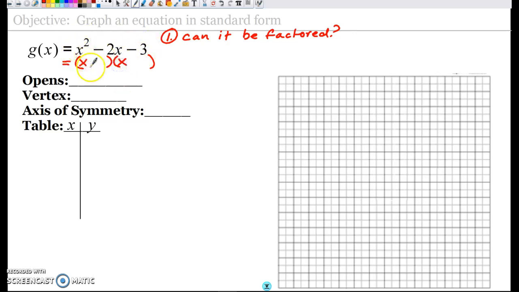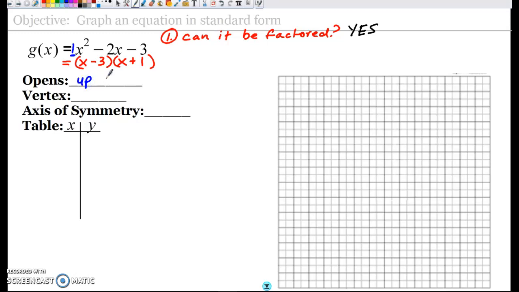I know I have x and x to make x squared. And I know I need a negative 3 and a positive 1 to multiply to be negative 3 and add to be negative 2. So the answer to this question, can it be factored? Yes. And then if it can be factored, we're going to follow the same procedure that we did last time. Which way was this one open? Well, the leading coefficient is 1. We can't see it, but it's 1. So it's going to be positive, and it opens upward.